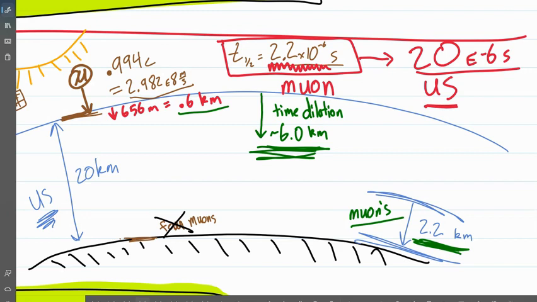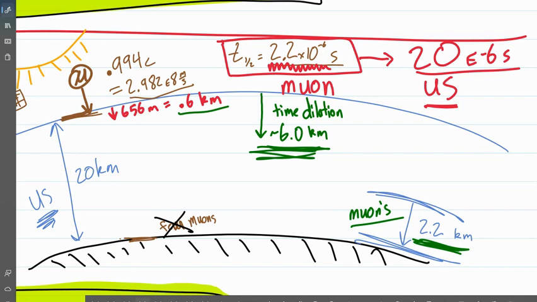So this phenomenon is where we think the muon, based on its half-life and how quickly it's going, this almost speed of light, should go about 0.6 kilometers. But the muon says, don't worry, I've got this.